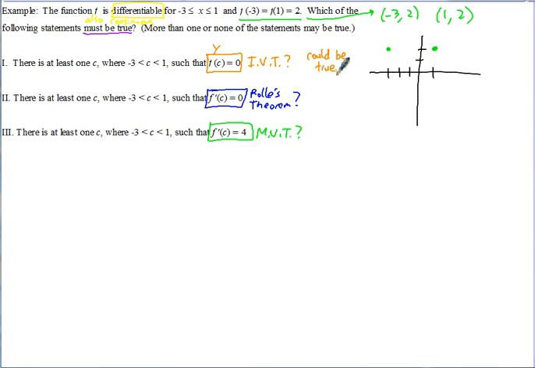Then let's see if Rolle's theorem applies. Well, if Rolle's theorem applies on the interval from negative 3 to 1, the function has to be continuous and differentiable, which it is, and the endpoints would have to be equal, which they are. They're both equal to 2. So all three conditions for Rolle's theorem apply, so this one must be true.